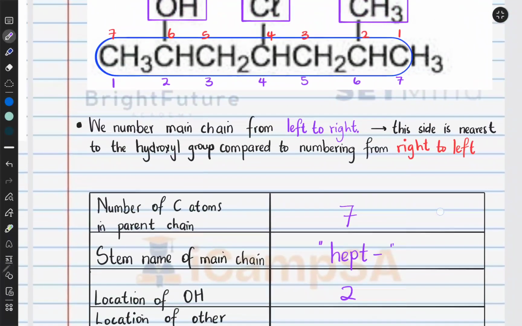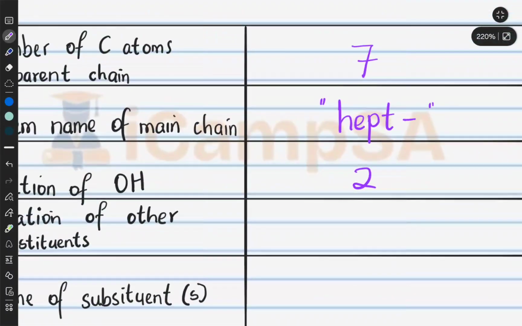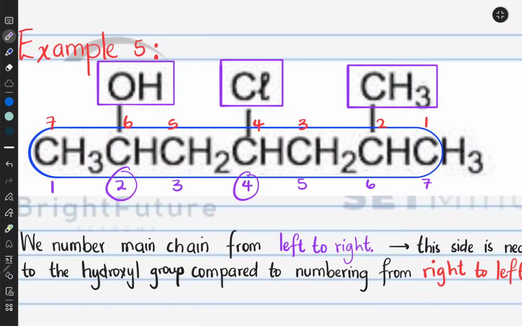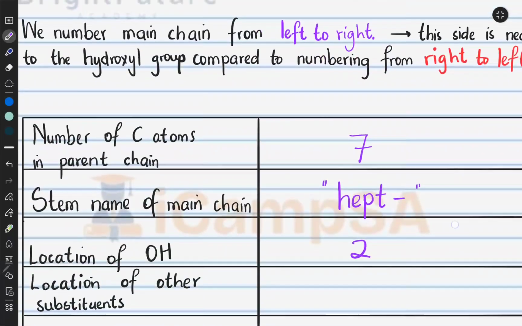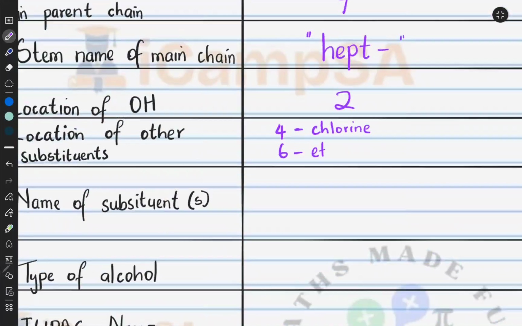The location of other substituents: we found that the chlorine atom will be on carbon number, let's just check, it will be here on carbon number 4. Hydroxyl is on carbon number 2, and the alkyl group is on carbon number 6. So 4 and 6. 4 is for chlorine, and then 6 is for, was it ethyl or methyl? Methyl.